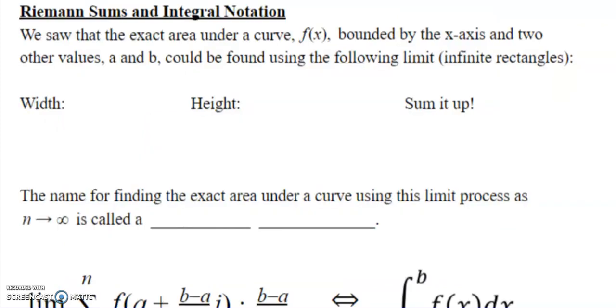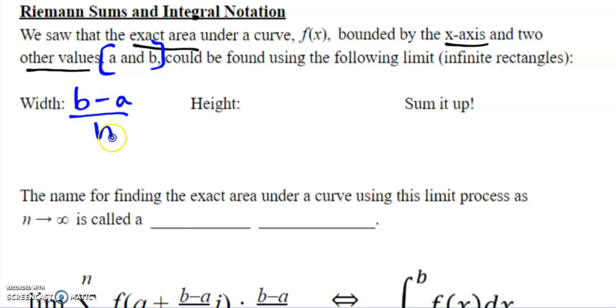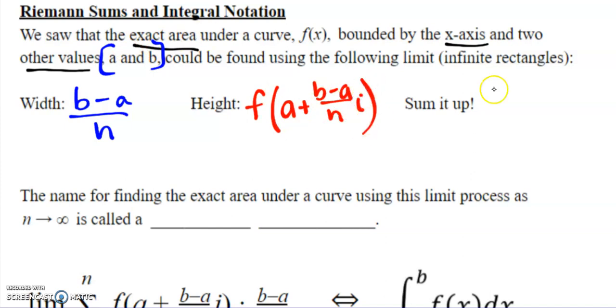Riemann sums and integral notation. So we saw the exact area, remember, no longer estimating, the exact area under a curve, bounded by the x-axis and 2 other values, a and b, which was our partition. Okay, that's our full interval that we're looking at, could be found using the following limit with infinite rectangles. So the width was b minus a over n. The function, if we stick with the right-hand rule, which we were, is a plus b minus a over n times i. And then we're going to sum that all up.